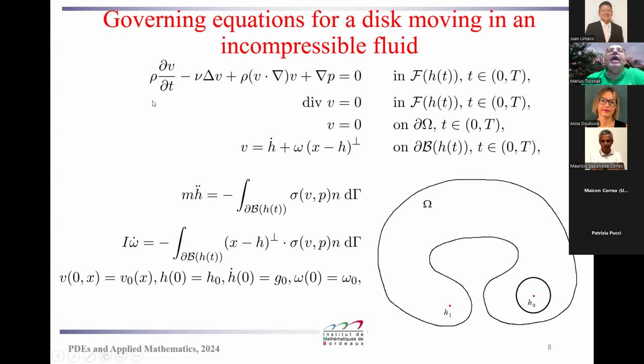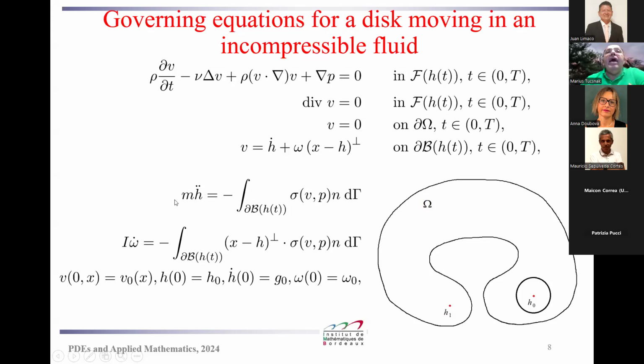As I mentioned, h is the position of the mass center of the solid, h dot is the velocity of its same mass center, and omega is the angular velocity of the solid, which in 2D will be a scalar. In 3D here, I should write a vector omega cross product x minus h. So here in the right-hand side of the fourth formula, I have nothing else but the rigid velocity field.